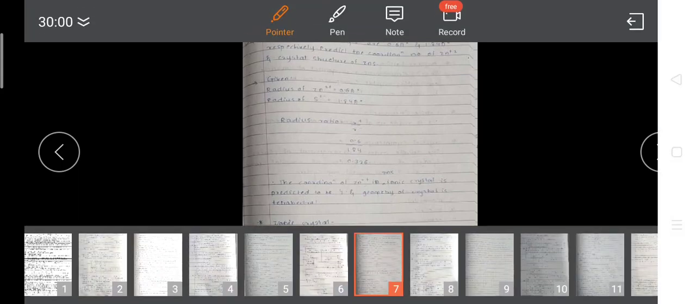If you have any difficulty or doubt, you can please ask me. You can see here we have seen the calculation: calculate the radius ratio, predict the coordination number of this particular structure, and also express the geometry of the structure. We have seen 2 numericals. Please prepare them well. If you have any doubt, you can freely ask.